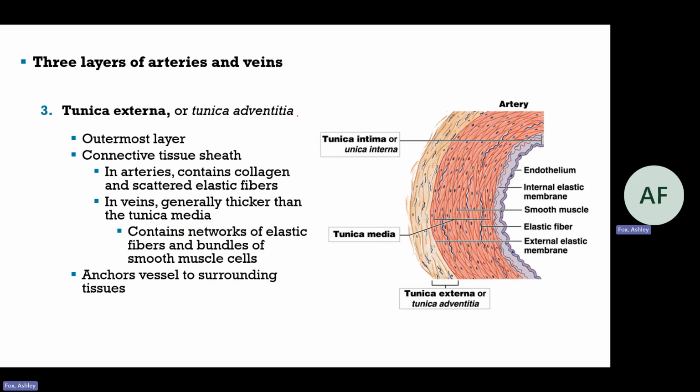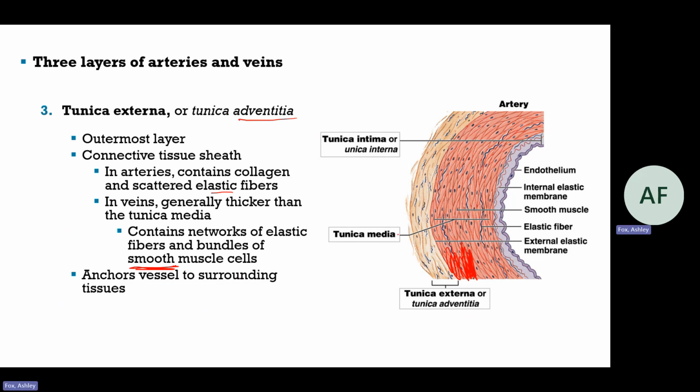Tunica externa, also known as the tunica adventitia, is the outermost layer. That's going to be connective tissue. So in arteries, it's going to have collagen fibers and more elastic. In veins, it's actually larger and thicker than the tunica media. So you actually have more tunica externa out here in a vein than you would have in media. It also has more elasticity in the tunica externa and also extra smooth muscle in this area as well, in veins.